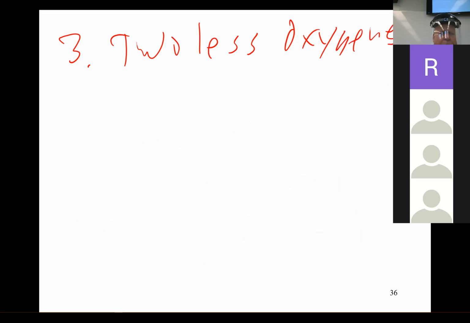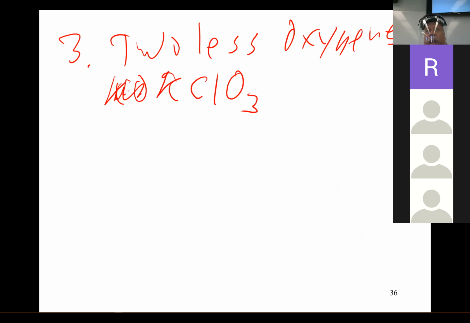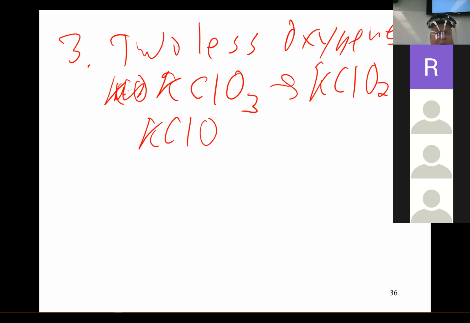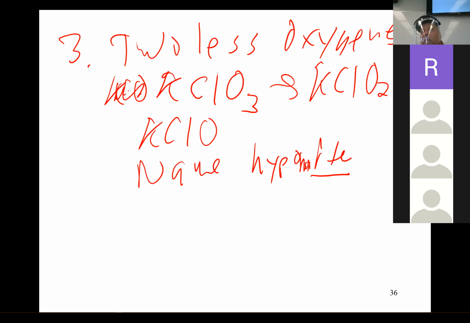Okay, so the third rule, 2 less oxygens. I'm just going to give one example here. This is by the previous rule. What is that going to be? Potassium chlorate. Yes, good. This goes to KClO2. What's that? Potassium chlorite. KClO, that's the next rule: hypo, name, ite. So what is that compound called? Yes, potassium hypochlorite.